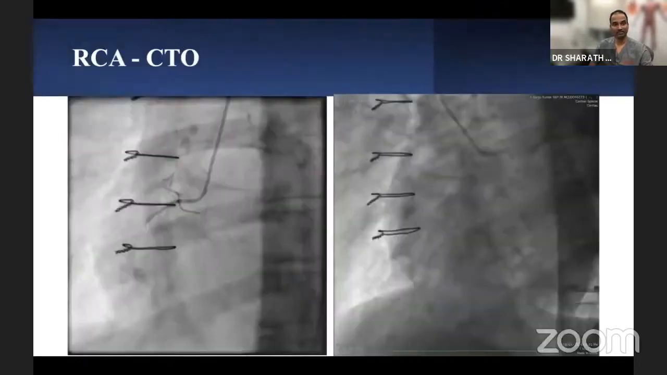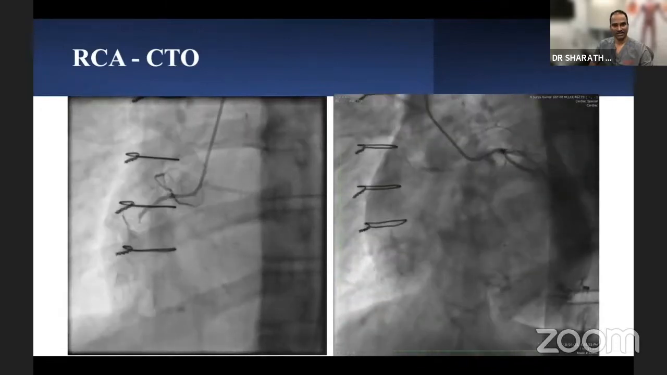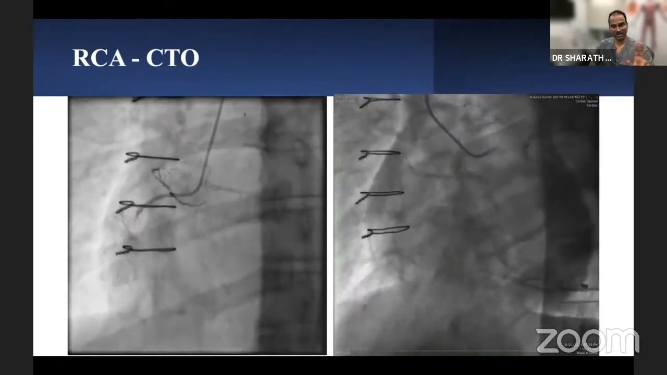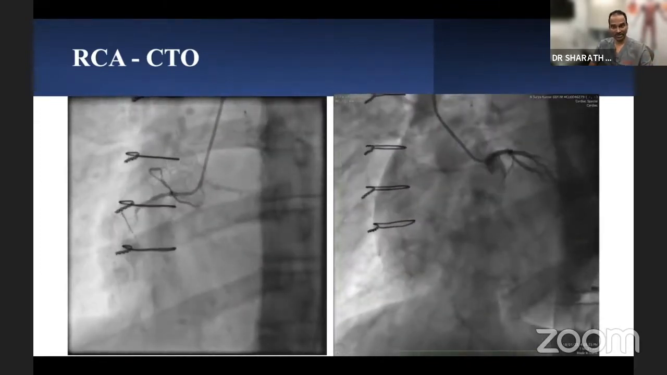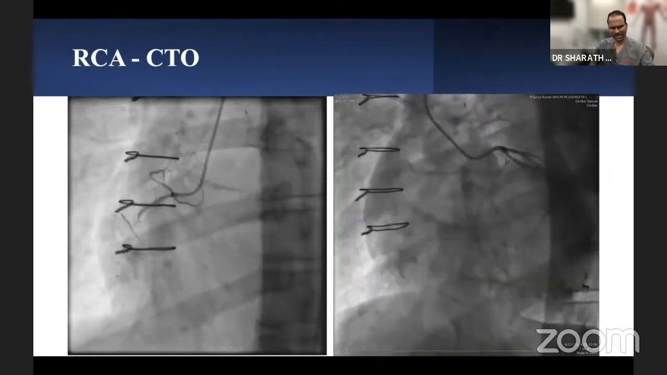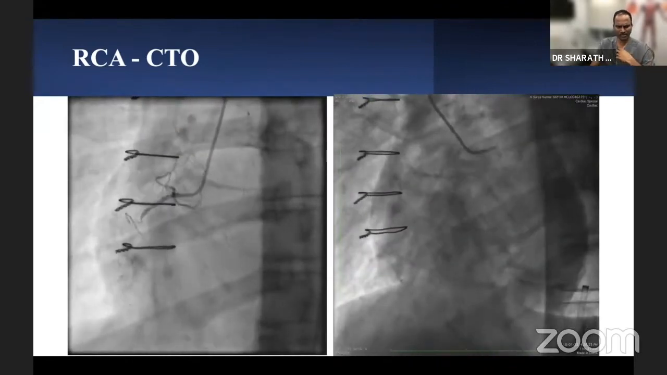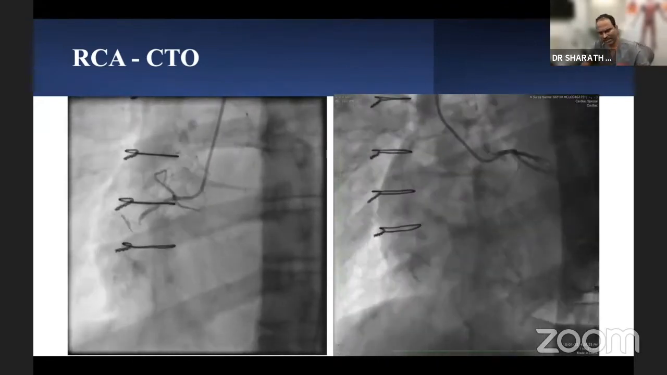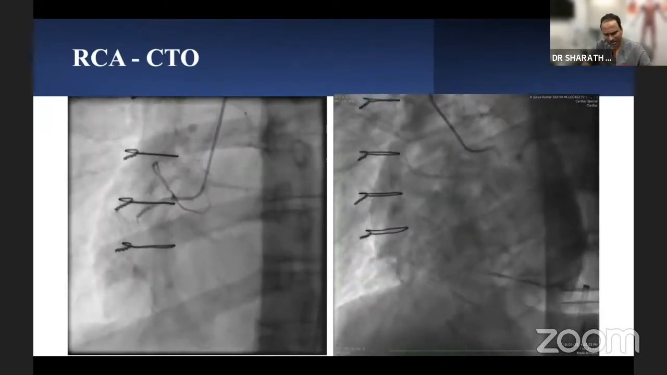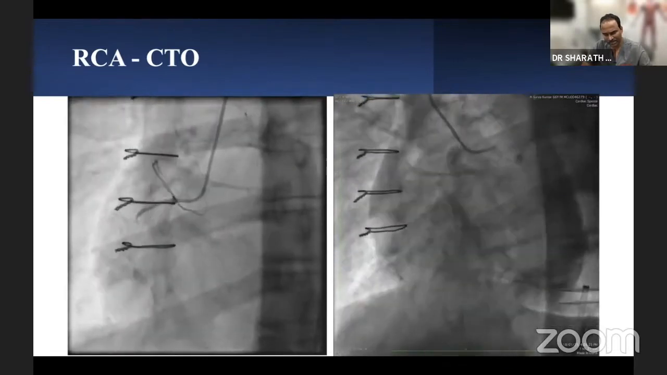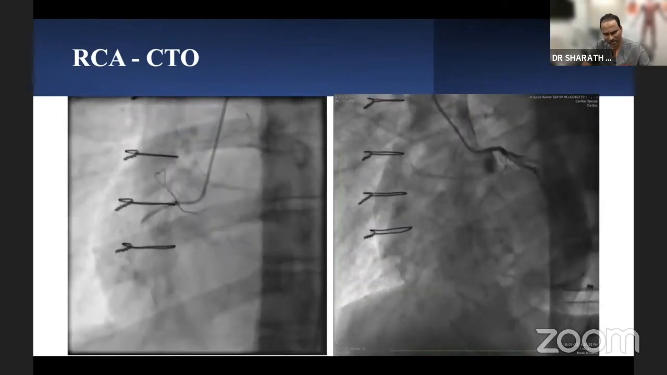Next slide. And then we planned the right coronary artery CTO. You can see this is the RCA CTO. This is the index angiogram at the time of the NSTEMI. It's a long segment CTO, and there is ambiguity in the cap. You can see there are two branches coming out of the proximal cap. The retrograde filling is only there up to the crux in a left injection. So it's a long CTO from proximal RCA up to the crux.